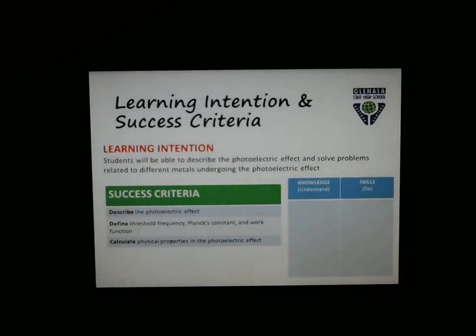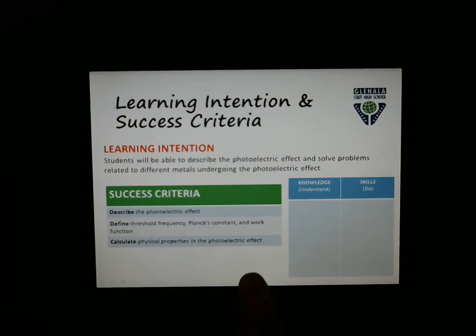Here are your learning intention and success criteria for the chapter. Please pause the video and attempt to complete the KS table down on the right there. Okay, so we can see here that you'll be able to describe the photoelectric effect and solve problems related to different metals undergoing this effect. So we want to be able to describe it. There's some definitions we need to know, and we want to be able to do some calculations with this.